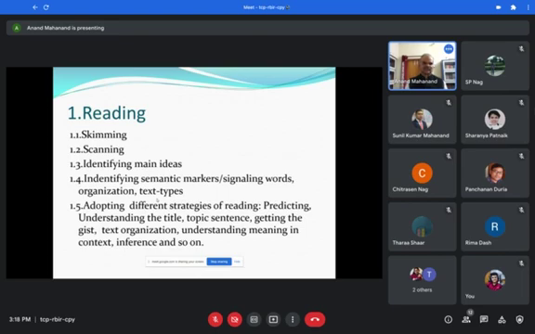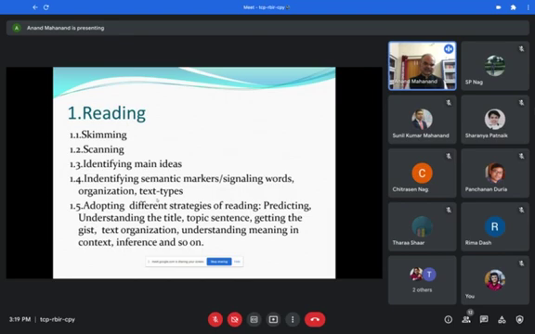Ask yourself, text organization: how is the text organized? I told you, how many paragraphs are there, what are the functions of each paragraph, whether this sentence is making a statement, or making an elaboration or extrapolation and things like that.